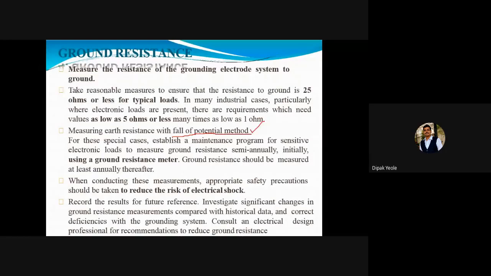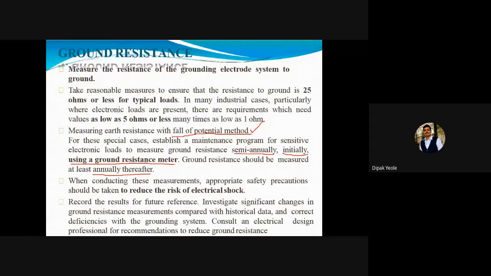Fall of potential method. For these special cases, establish a maintenance program for sensitive electronic loads to measure the ground resistance semi-annually, initially using a ground resistance meter. So एक मीटर अवेलेबल आहे, ग्राउंड रेजिस्टन्स मीटर, आणि ते कधी मोजायचं बघा. एक तर यू कॅन से सेमी अॅन्युअली, किंवा जेव्हा तुम्ही इन्स्टॉल करतात ते स्ट्रक्चर त्यावेळेस जर तुम्ही मेजर केलं तरी चालेल. The ground resistance should be measured at least annually thereafter. आणि त्यानंतर प्रत्येक वर्षाला तुम्हाला रेजिस्टन्स मोजावा लागेल, कशाचा? ग्राउंडचा.